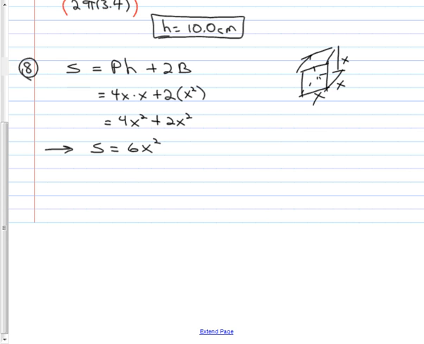So when they tell me, and I know a lot of you should be writing, that the surface area is 294 square inches, I can say 294 must equal 6 times x squared. What would I do with that? Divide by 6, and then take the square root of it. So whatever 294 divided by 6 is, I'm then going to take the square root of it. Is it exactly 7? Yeah. 7 inches. And I am going to get 7 inches.